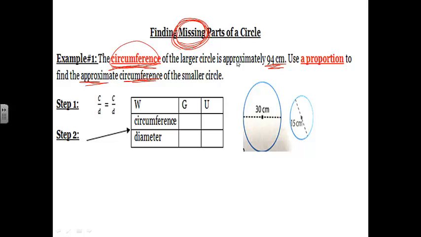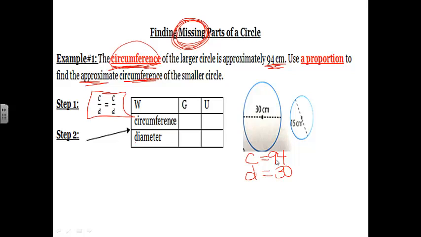The circumference of the large circle is approximately 94. So here's my large one, and I know the circumference is 94. I also know, remember our formula, C divided by D? I also know my diameter because it gives it to me. My diameter is 30.